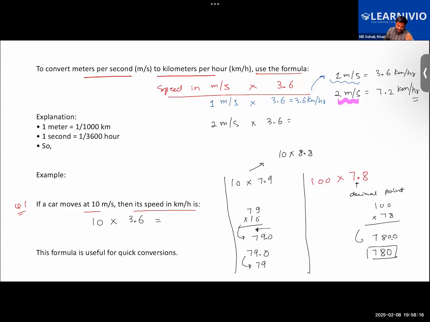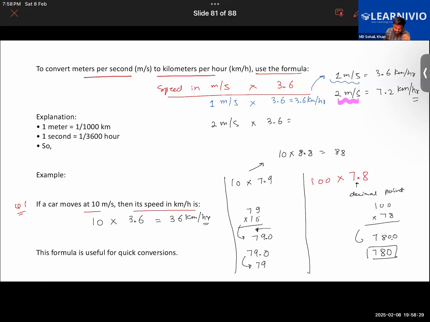Sir, it's 88, right? It's 88, exactly. So this is going to be 88. So similarly, this one is going to be 36 over here, right? So 36 kilometer per hour is the right answer. Got it, both of you? Good. If you have got it, that's a good thing.